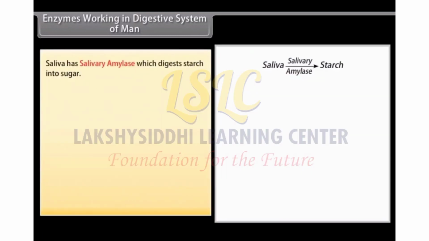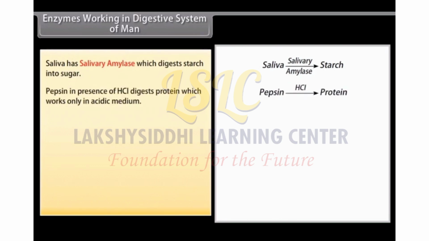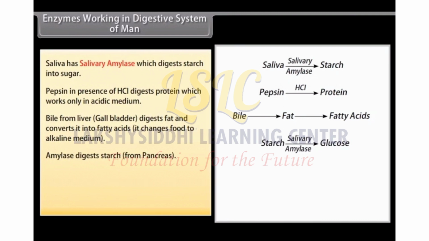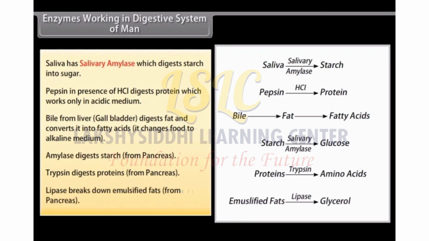Enzymes working in the digestive system of man. Saliva has salivary amylase, which digests starch into sugar. Pepsin in the presence of HCl digests protein, which works only in an acidic medium. Bile from the liver, stored in the gallbladder, digests fat and converts it into fatty acids. It changes food to an alkaline medium. Amylase from the pancreas digests starch. Trypsin from the pancreas digests proteins. Lipase from the pancreas breaks down emulsified fats.